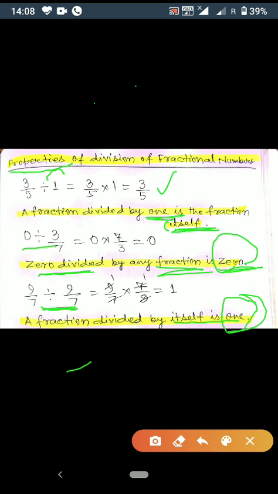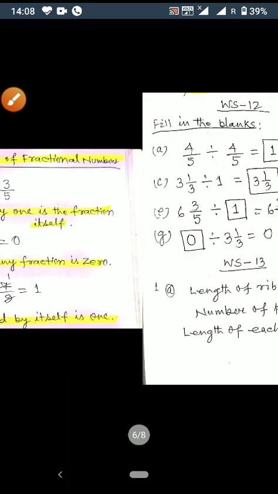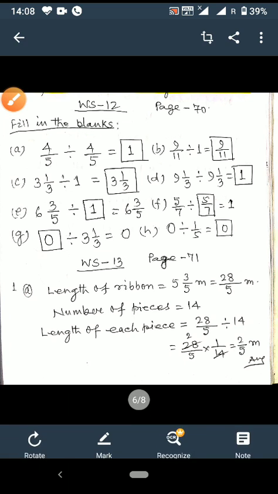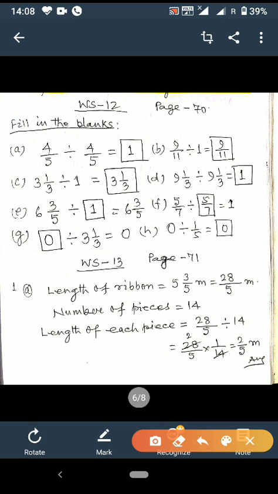So remember, a fraction divided by 1 is the fraction itself. 0 divided by any fraction is 0. A fraction divided by itself is 1. So worksheet 12: A, 4 by 5 divided by 4 by 5 equal to 1.